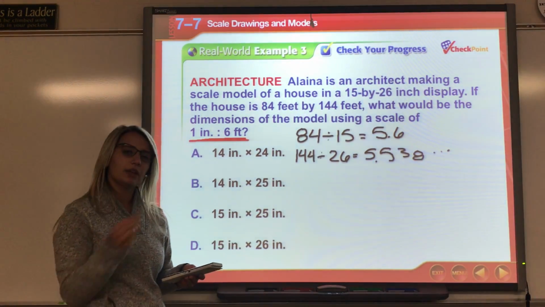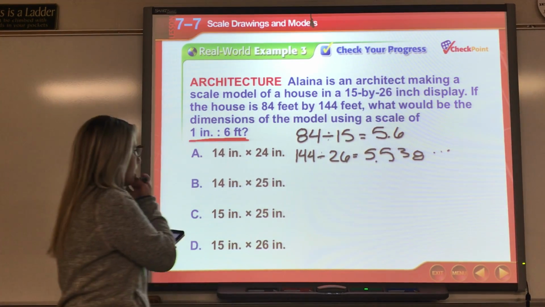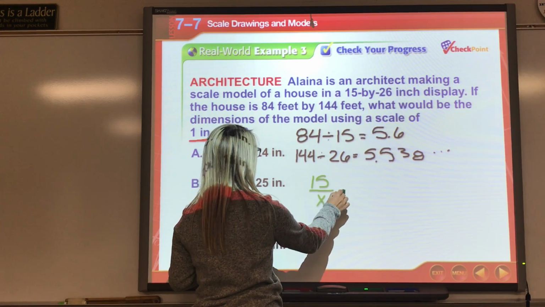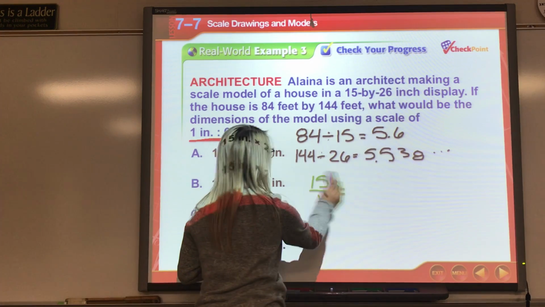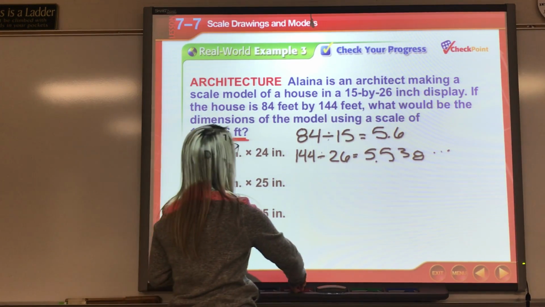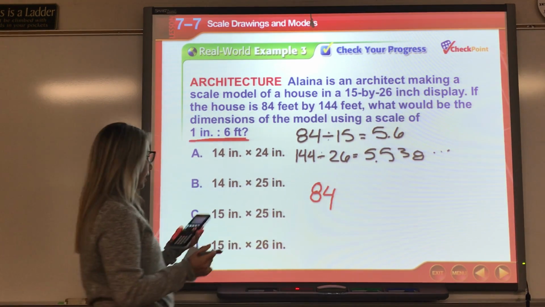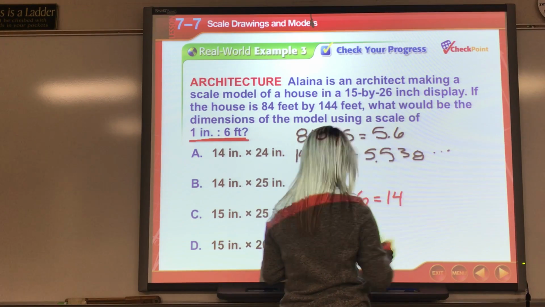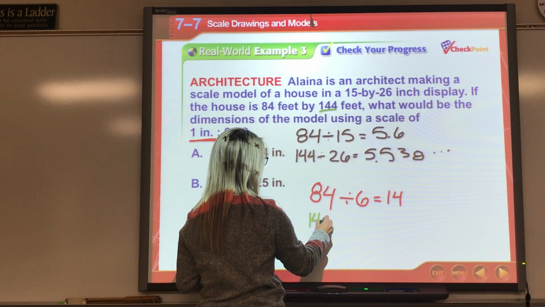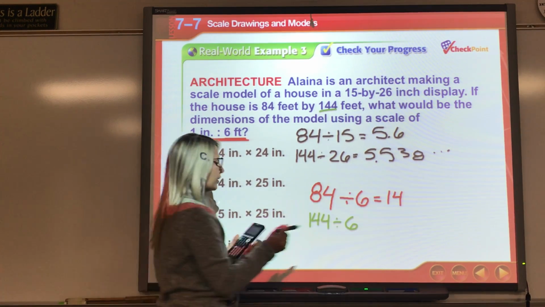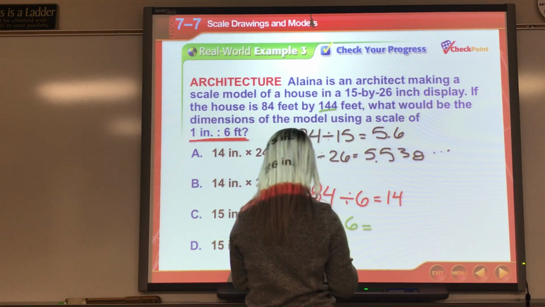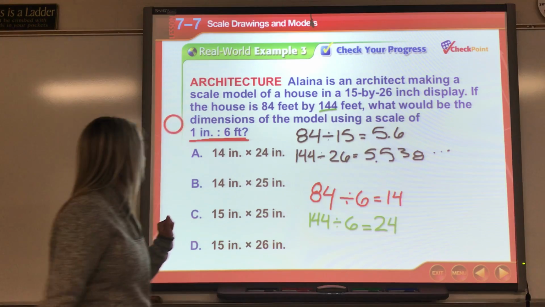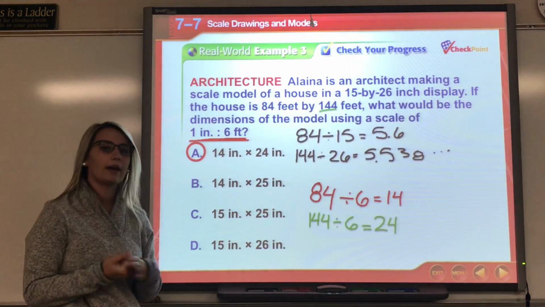So then we solve this differently than we did the last example. All we have to do is, if we have 15 over x, we just divide this by 6, 6 coming from here, and we get 14. Okay? And then if we take the 144 divided by 6, again, the 6 is coming from the scale over here, we get 24. So the dimensions that we should be getting are A, the 14 inches by 24 inches.